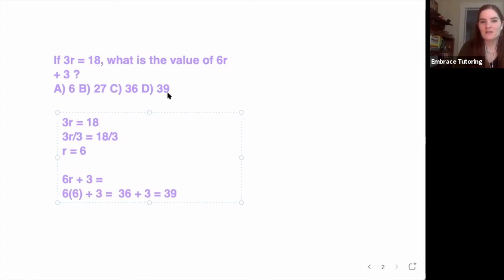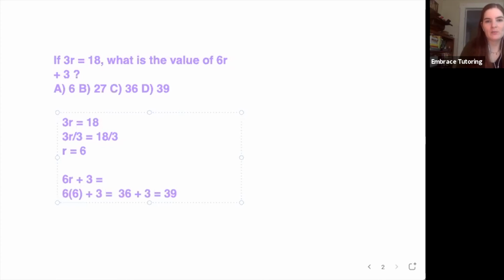Okay, and in this case, D is the correct answer. 36 is only the value of 6r. So you need to figure out what the value of 6r plus 3 would be. Once you solve for the value of r, it's just a simple plugging in of the number. Okay, so that's one way you could approach this. You just need to recognize that you have to figure out what the value of r is in order to determine what 6r plus 3 would be.